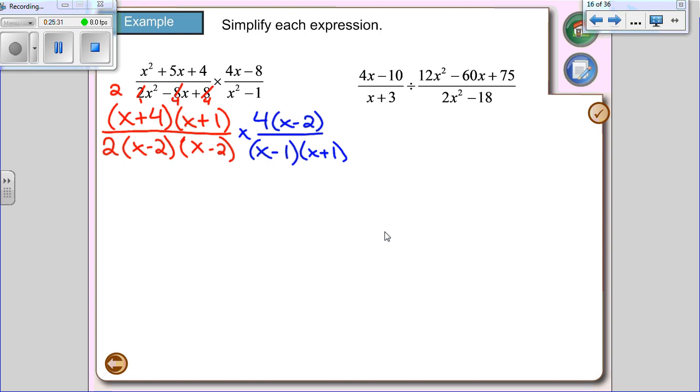State your NPVs. You've got to state all your NPVs before you start canceling things out. So my NPVs come from anything that divides by 0. I'm going to say x cannot equal positive 2, because that would make either of those first ones 0. And I'm going to say x cannot equal positive or negative 1, because that would make either of those bottom ones turn into 0.